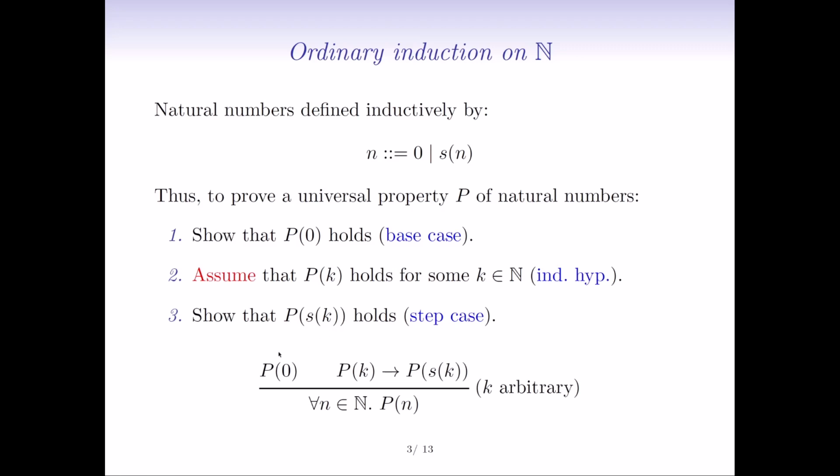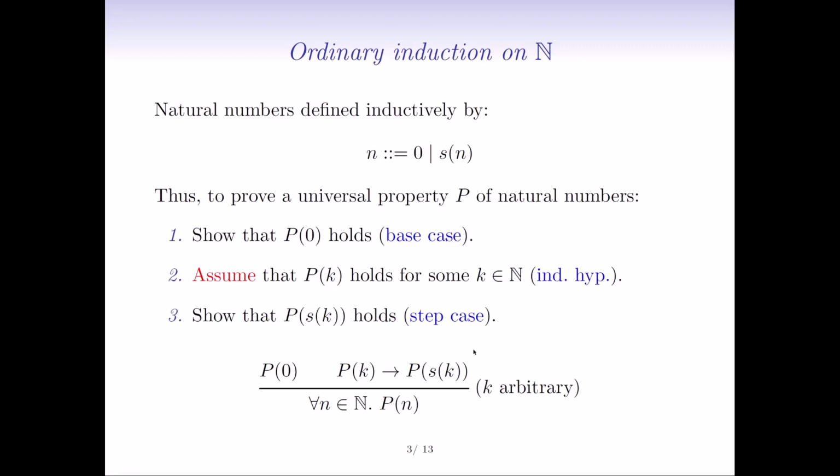As an inference rule, this could be written here with the two premises above the line. So P of 0 and P of K implies P of S of K, where the fact that K is arbitrary is listed here as a kind of side condition on the rule. And the conclusion is that for all n in the natural numbers, P holds of the natural number n. So you can just notice here that there are two cases for the definition of natural numbers, and that corresponds exactly to these two premises of the induction rule for the natural numbers here.